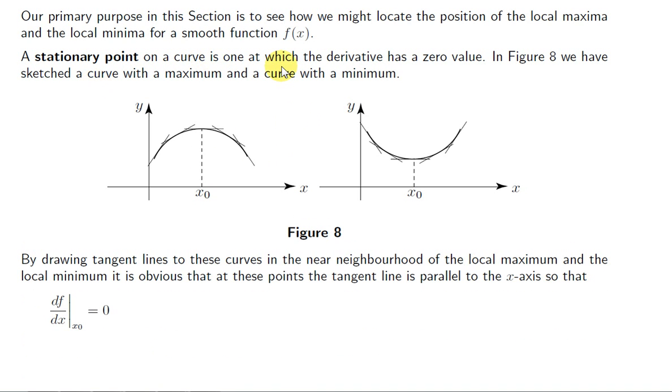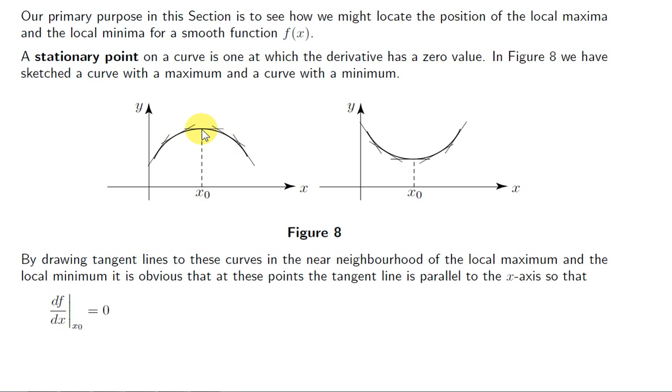A stationary point on a curve is one at which the derivative has a zero value. So here's a section of a curve. We see that the tangent to the curve at x0 is horizontal. If it's horizontal, its slope is zero. Now, since the derivative is the slope of the tangent, if the tangent has a slope of zero, then the derivative of the function at x0 is zero. So if our function is f, the derivative of the function df/dx at x0 is zero.